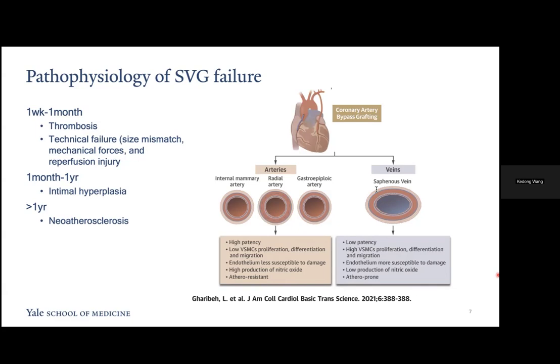So after about 1 month, if the graft is still patent, then it's subjected to the threat of neointimal hyperplasia. And in a sense, it's sort of a maladaptive response. It's adaptive in the sense that it's undergoing the process of arterialization to be able to withstand the pressures that are necessary. But at the same time, through the process of sort of neointimal hyperplasia, you get stenosis of the vein grafts. And then after 1 year, there's neoatherosclerosis.